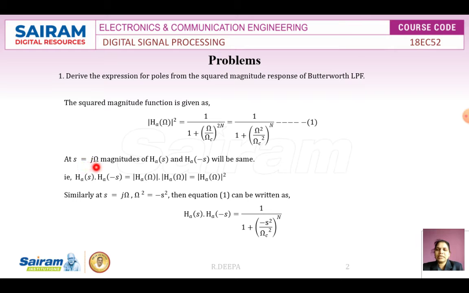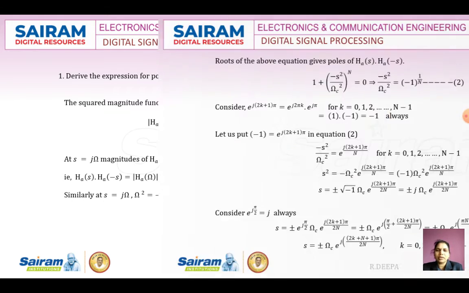Then you can replace s by jω, and you can assume the magnitudes for Ha(s) and Ha(-s). Once you equate it for Ha(s) and Ha(-s), you can split it as 1 divided by 1 plus (s²/ωc²) whole power of n. Why? Because we know that s is equal to jω, then ω² is equal to minus s². So based on that, we have changed equation 1 as Ha(s) multiplied with Ha(-s) is equal to 1 divided by 1 plus (-s²/ωc²) whole power of n.